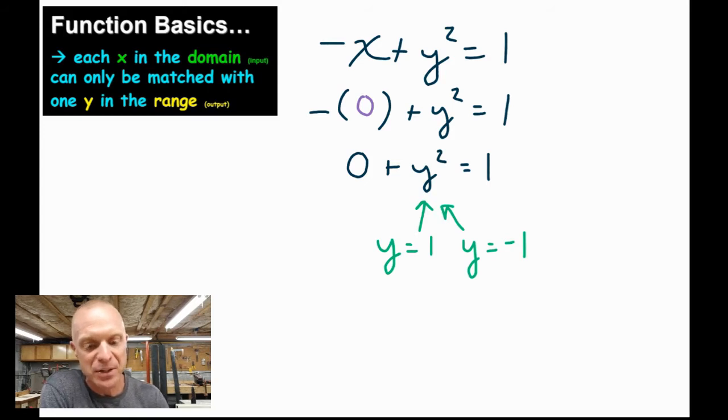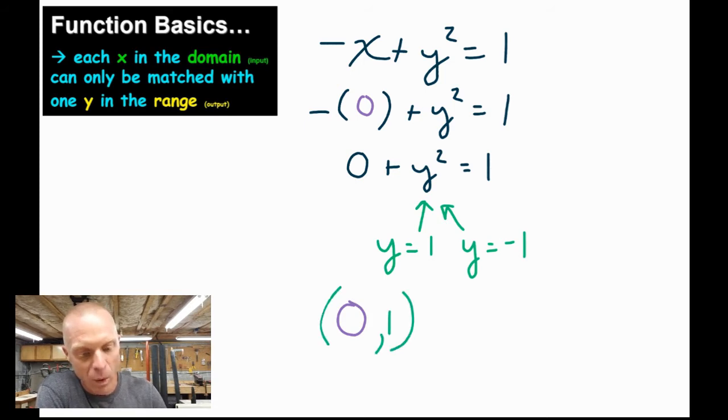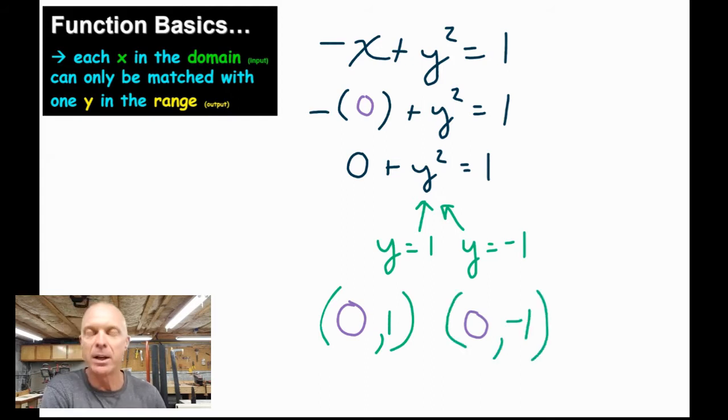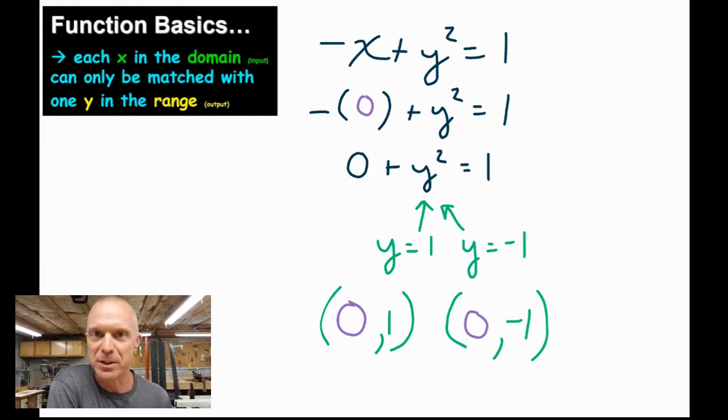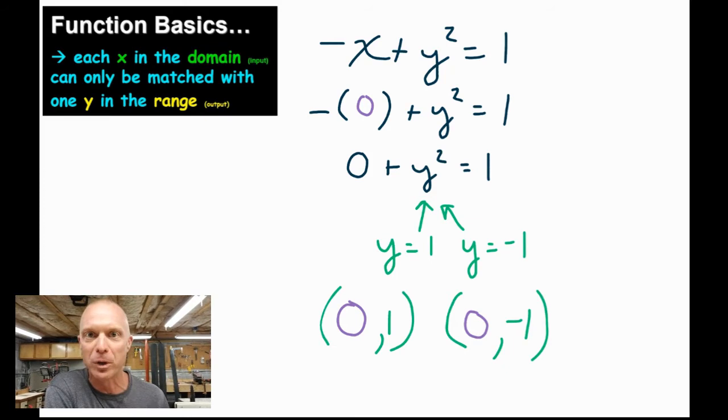Now, what this is saying is that if I input the number 0, then I can output the number 1. Or if I input the number 0, it looks like that I could output the number negative 1. In other words, for the x value of 0, I have two y values. Well, that's not good. That means that this equation appears to not be a function. Now, you know that we often will use a graphing method to decide if something's a function. Remember, we call it the vertical line test.